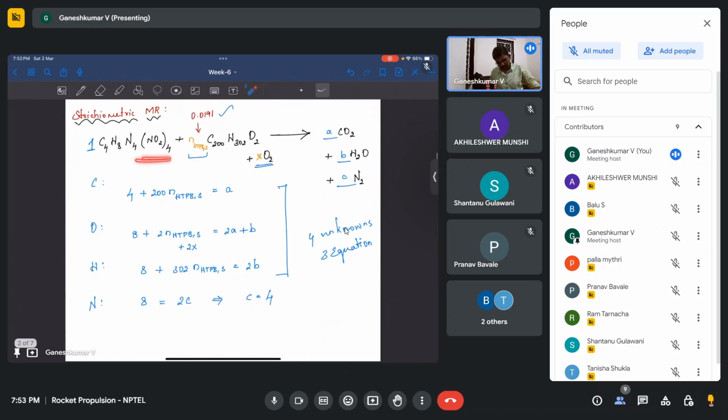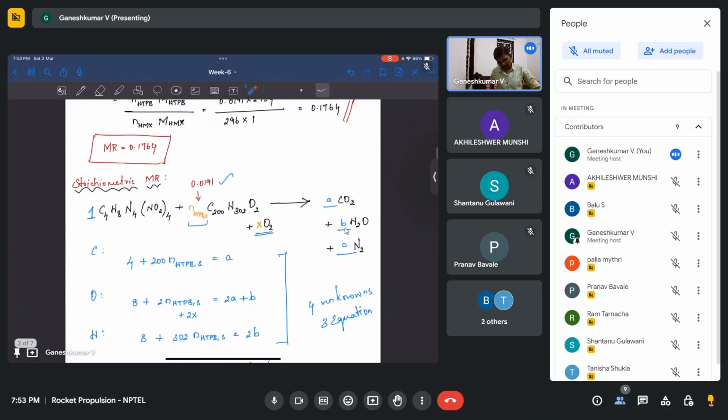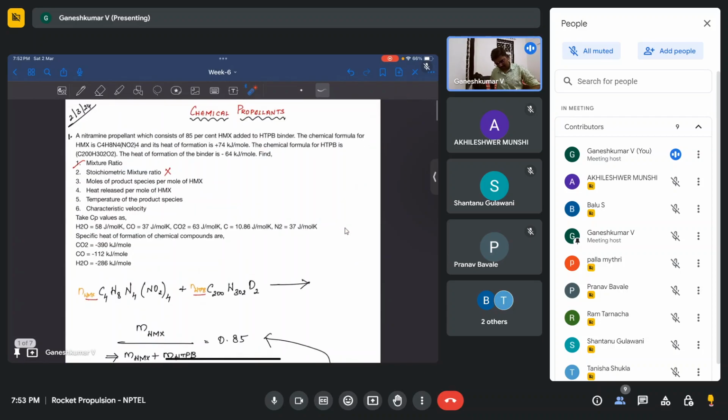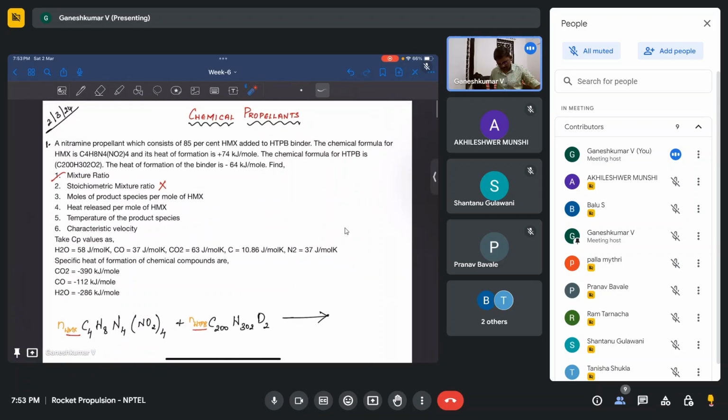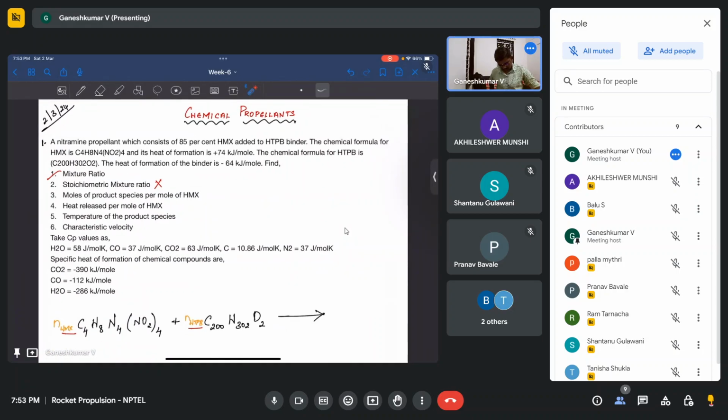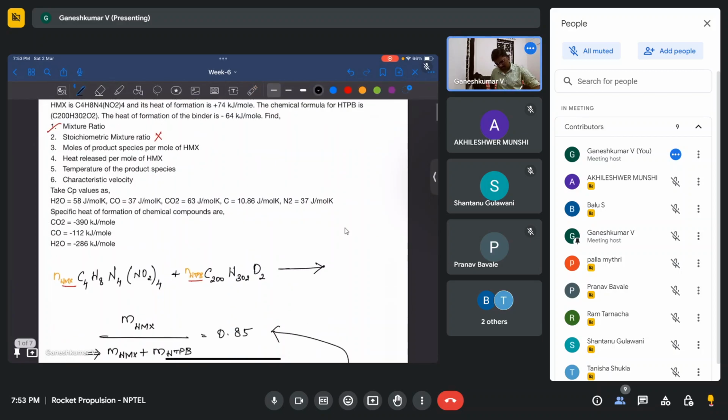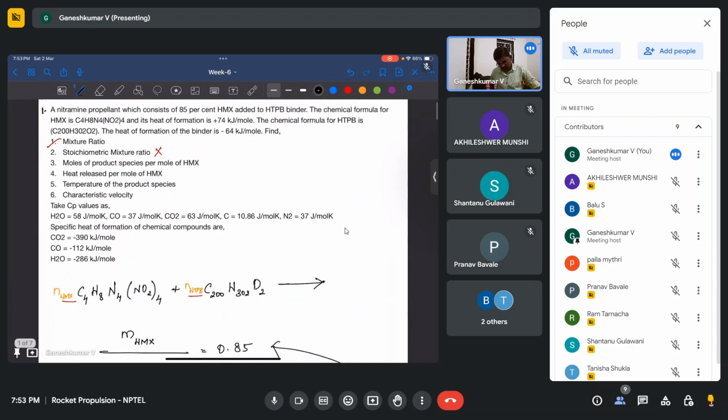Yes, you are right, the oxidizer is less. So I feel this question is irrelevant at this point. Since the mixture ratio was asked in the question, I thought I would show this to you, but it's irrelevant anyway. Leave this. Let's go forward and solve for moles of product species per mole of HMX.